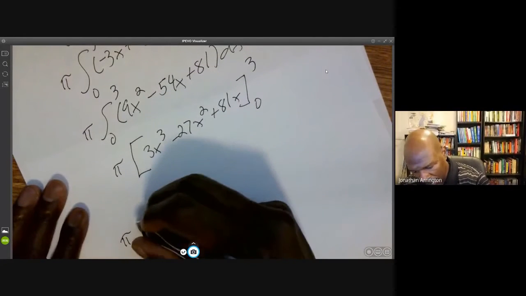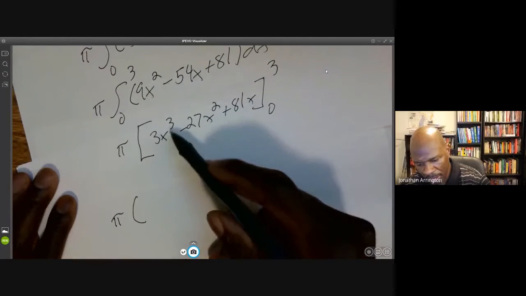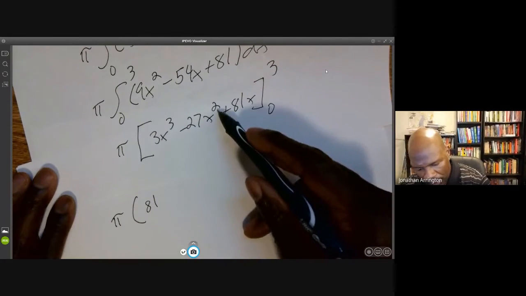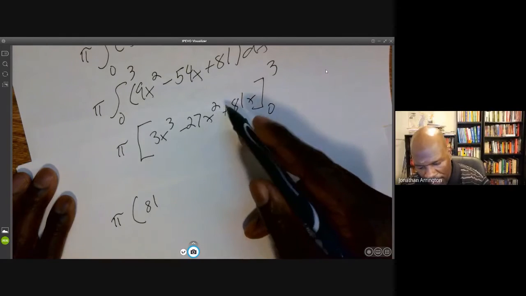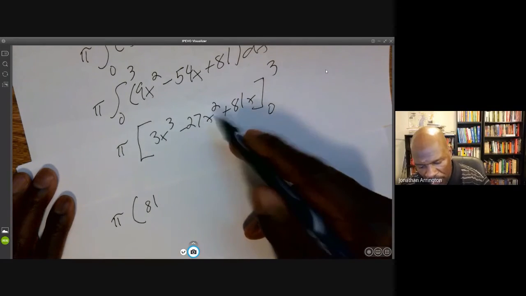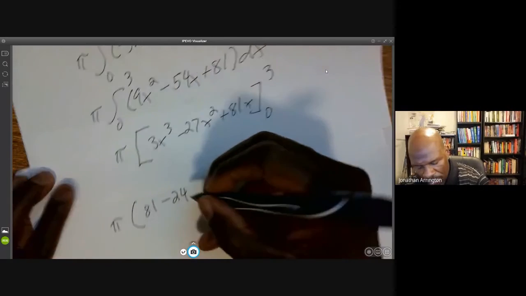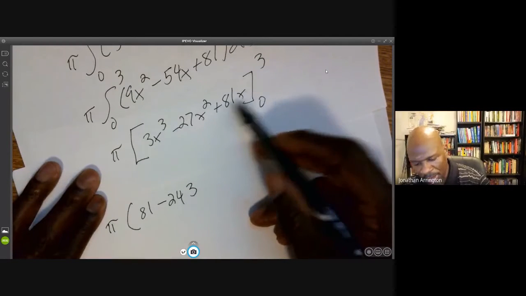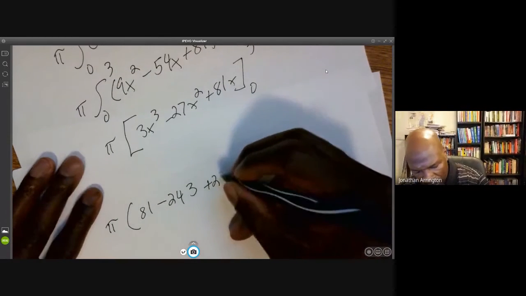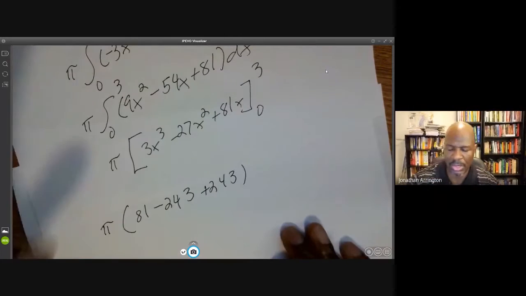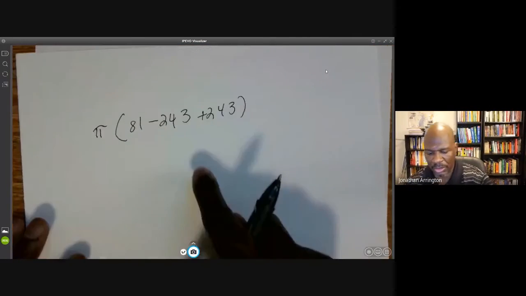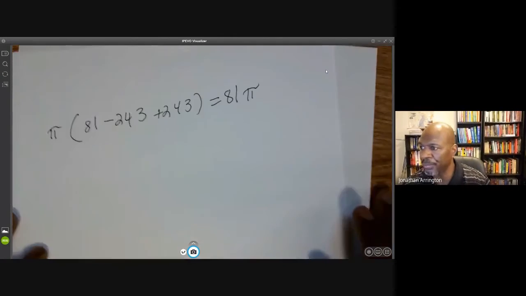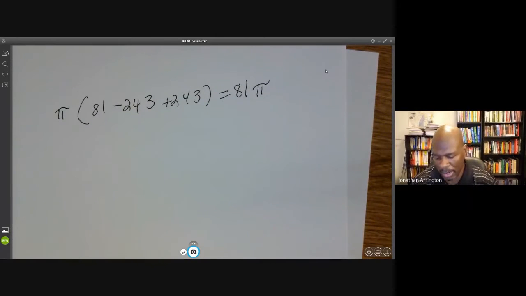So this is pi times, okay, 3 cubed is 27 times 3 is 81. And 3 squared is 9 times 27 is 243, minus 243. And 3 times 81 is 243, plus 243. So that worked out to pretty easy arithmetic. And so the 243s are going to cancel themselves out, and we're left with 81 pi. All right, let's do one last example.